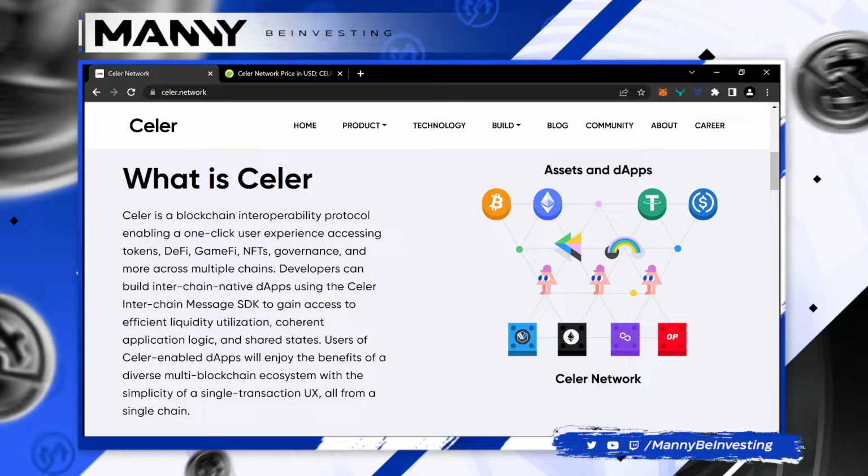So when they say one click user experience, you don't have to connect to a router and route your tokens to a network and then take those tokens and go to a DEX and swap on that DEX for this token and then that token for another token to get what you want.